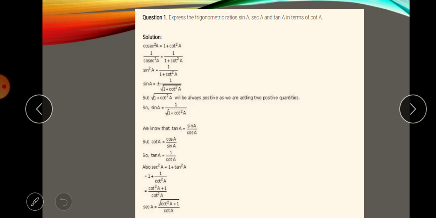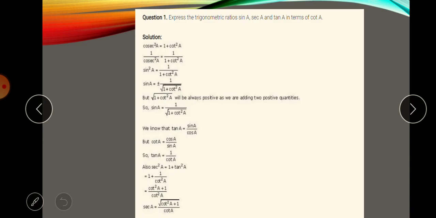Mostly the sums are of the type prove that, or express the trigonometric ratios. If you see the first question, sin A, secant A and tan A in terms of cot A, it means you should convert sin A into cot A, secant A also into cot A, and tan A also into cot A. Tan A is very easy. Tan A is equal to 1 by cot A. But secant and sine, what is the relation you should see?